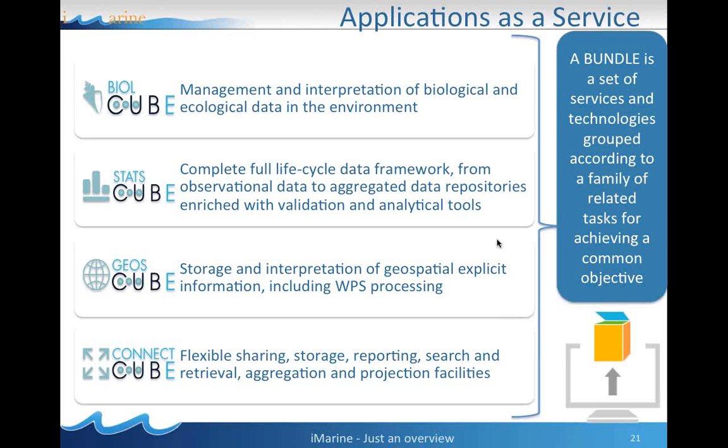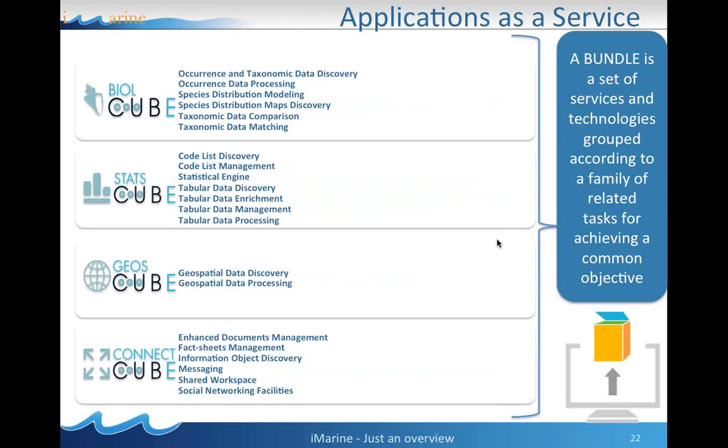In detail, I put some references in this slide with the type of frameworks that belong to the different bundles, and there are frameworks for managing observational data, taxonomy data, code lists and control of vocabulary, or tabular data, and so on. Just for your reference in the slide.